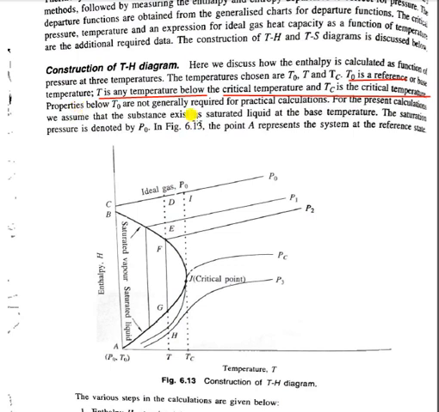Point A represents the system at the reference state. This one is the reference state. All these constructions and other parameters we will discuss in the next lecture, in which we consider the critical pressure and temperature and critical temperatures.